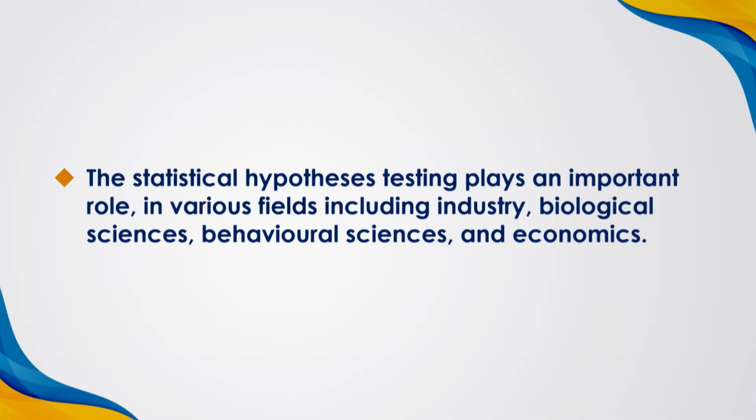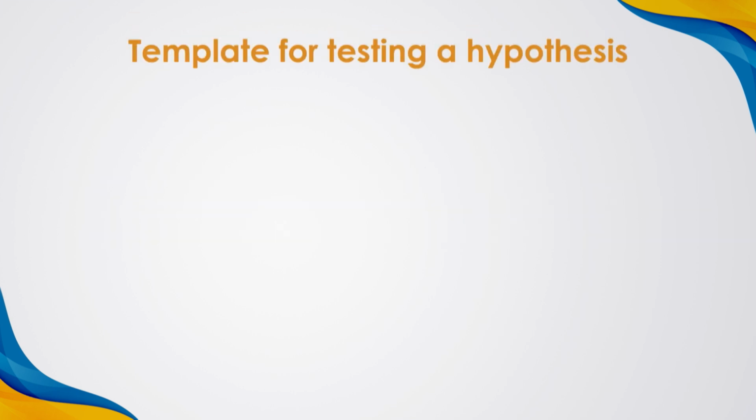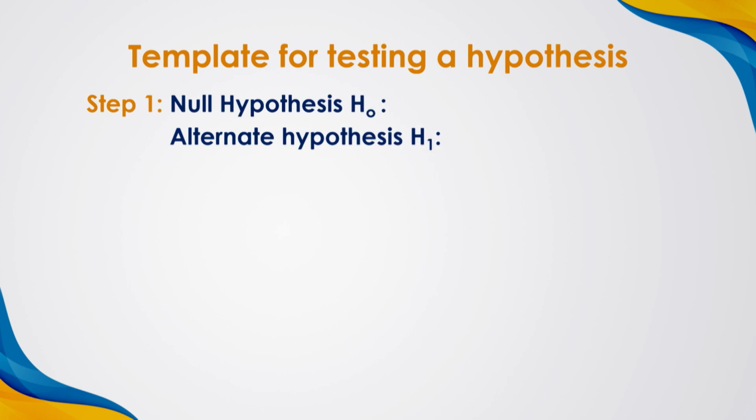Statistical hypothesis testing plays an important role in almost all fields such as industry, biological sciences, behavioral sciences, economics, etc. Template for testing a hypothesis. The first step is the null hypothesis, which is denoted by H0, and the alternative hypothesis, which is denoted by H1, or in some books they use HA.